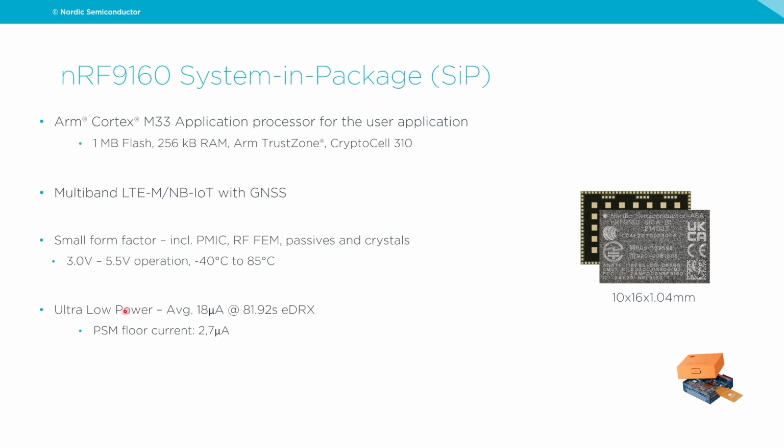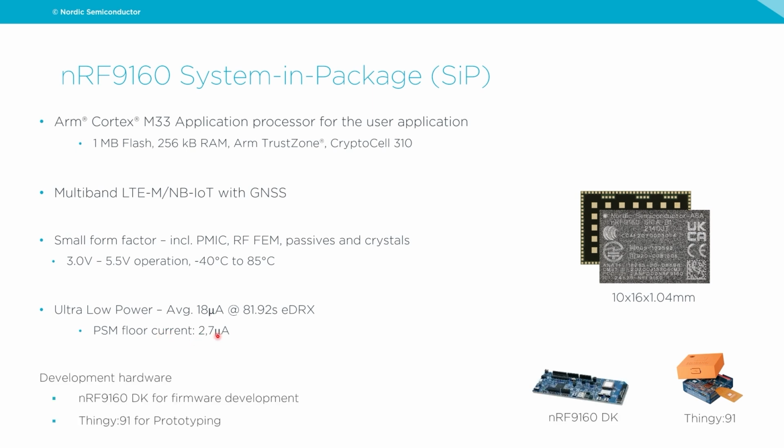So it's an ultra low power device. Average current in eDRX with an interval of 81 seconds is 18 microamps. So this translates to really long battery life. PSM floor current is 2.7 microamps.